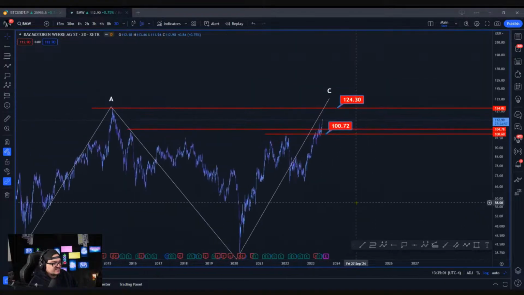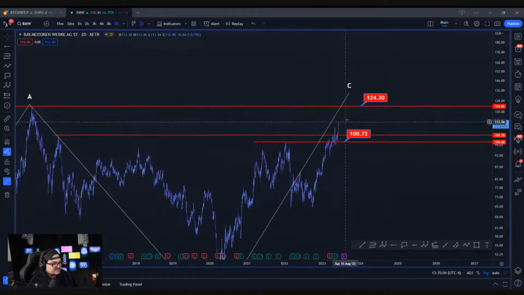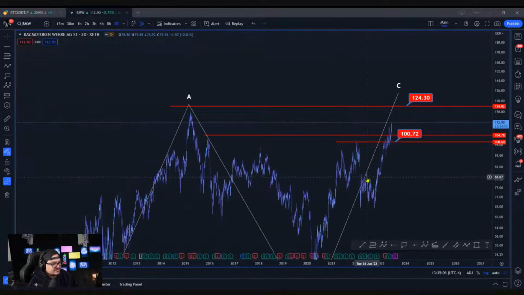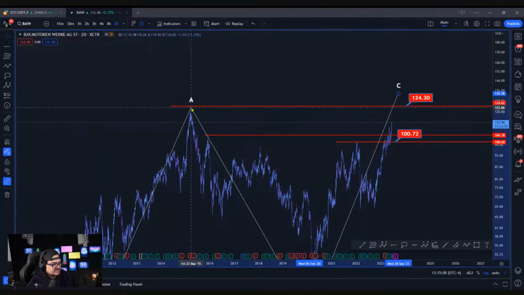Either we come back below $100.72 and continue lower, or if we continue to push, 124 is definitely going to be a new bear setup that could be forming.